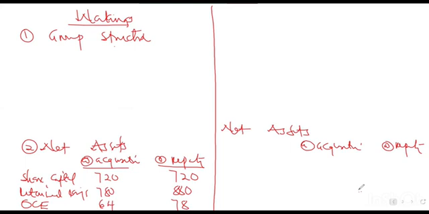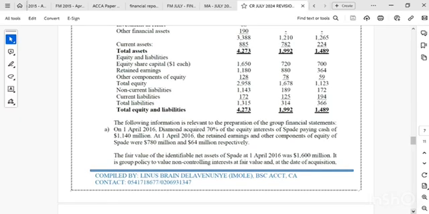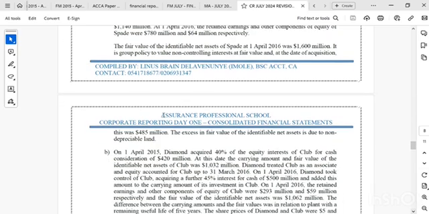Break it down with it. Okay, the difference is 36, isn't it? I'm guessing 36. Yeah, it's 36. Okay, and they say that 36 is due to what? The excess in fair value of the identifiable net asset is due to non-depreciable land.